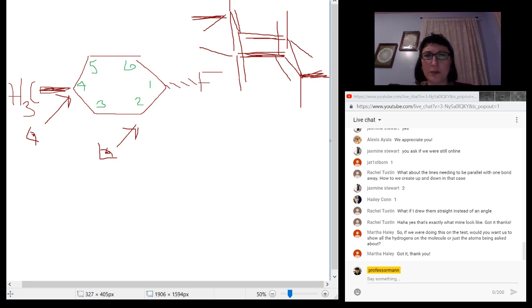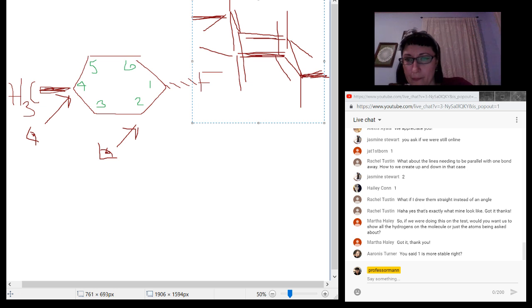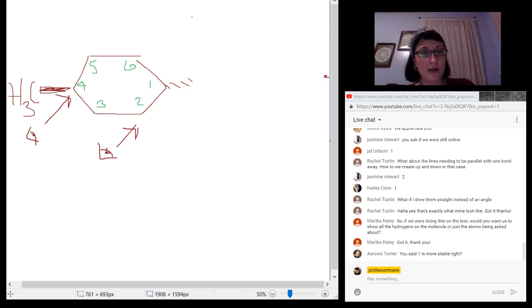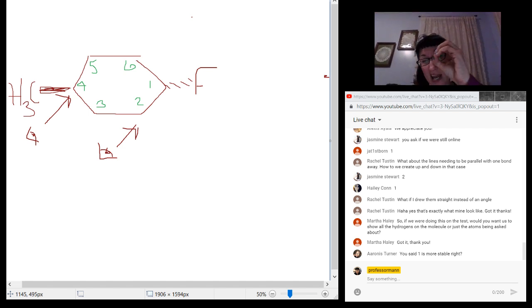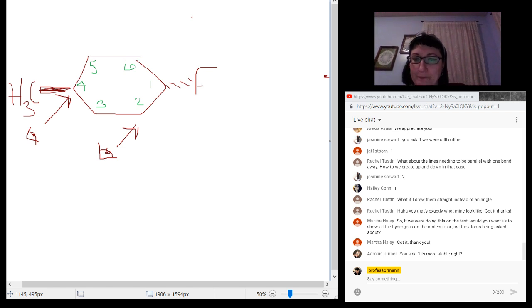It's funny, I hardly used Kim Sketch at all today, didn't I? I usually use it a lot more. I said one was more stable, Aaron. That's right. Because it had 0, 1,3 diaxial interactions, whereas the other one had, what did it have? 4? I think it had 4. I didn't count them out.